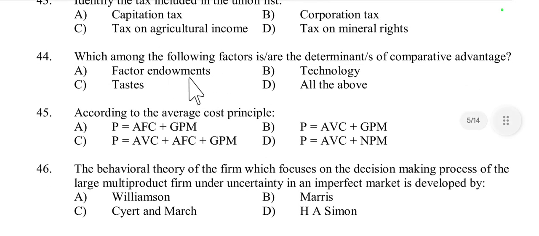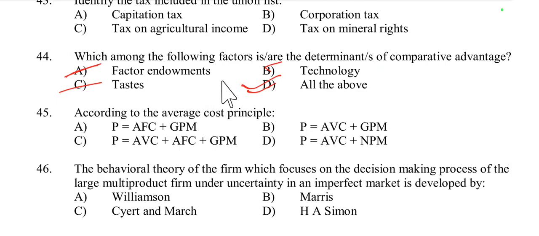Then question number 44. Which among the following factors is or are the determinants of comparative advantage? First one is factor endowment, then technology, taste and preference. So all of these are right. Option D is right, because all of these factors are determinants of comparative advantage.